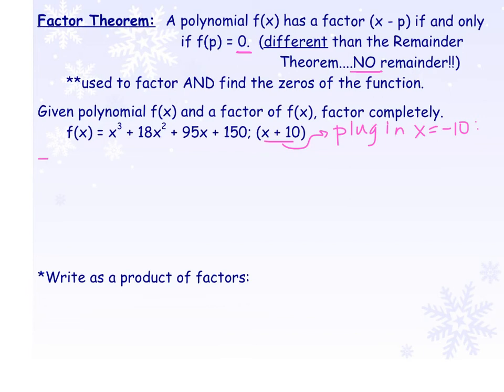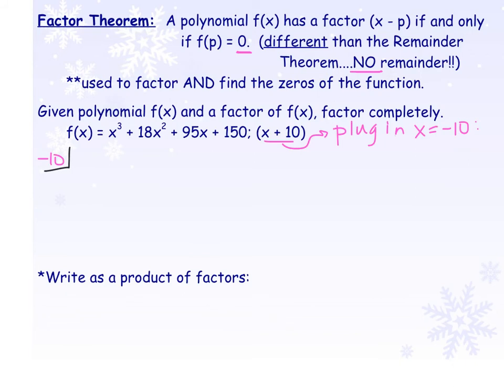Negative 10 is going to go in the corner. Put our little dividing bar, like so. Now let's take a look at our coefficients. Do we have all of our terms present? x cubed, 18x squared, 95x, and 150. Ooh, those are big terms. Can you imagine graphing this? This crosses the y-axis at 150. That's aggressive. All right. It looks like all the terms are present.